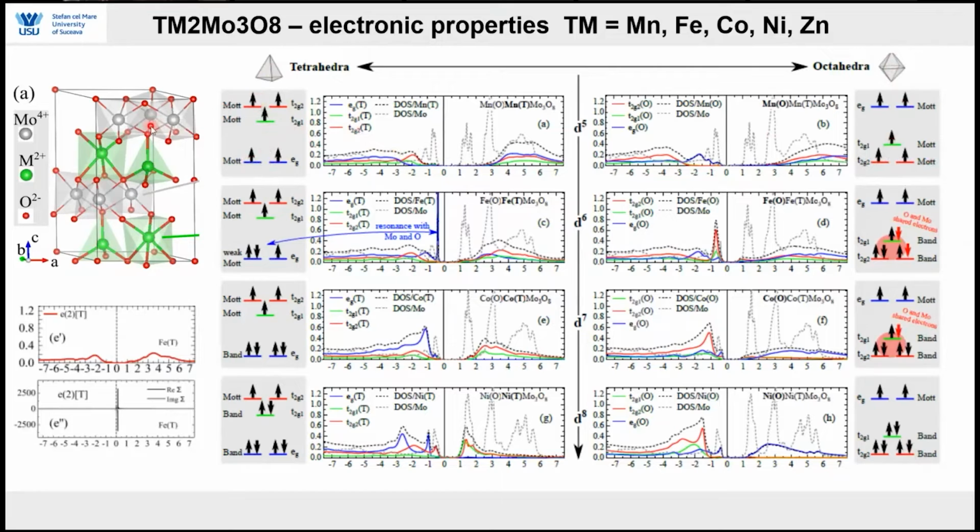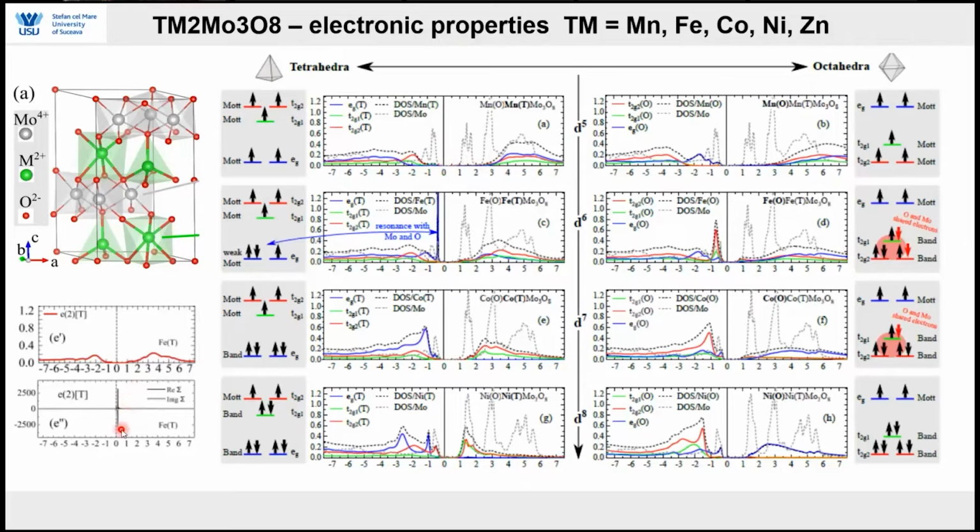Now, if I go to the manganese, manganese has d5, 5 electrons. For the tetrahedra, each orbital is occupied by 1 electron. The same happens for the octahedra. Now, if I look at the density of states for what I call here EG, T2G1, T2G2, and also at the density of states for the molybdenum, I see that I have a gap. So I have a gap for the tetrahedral side, I have a gap for the octahedral side. This means that my system is gapped. The question is, is this gap band-like or Mott-like?